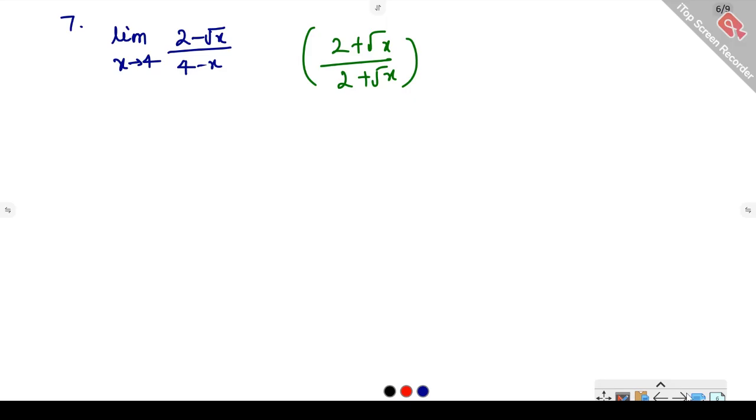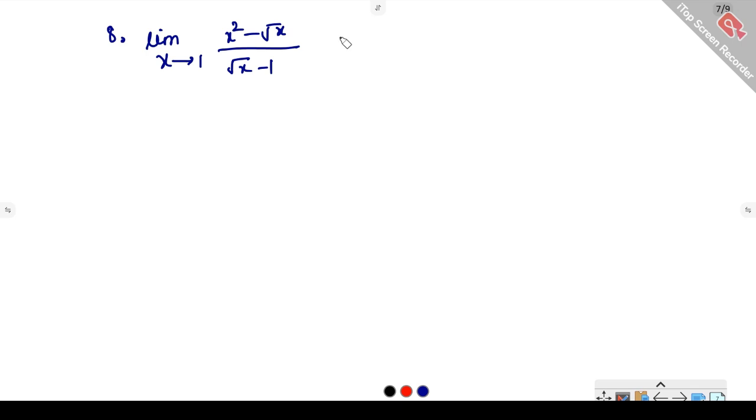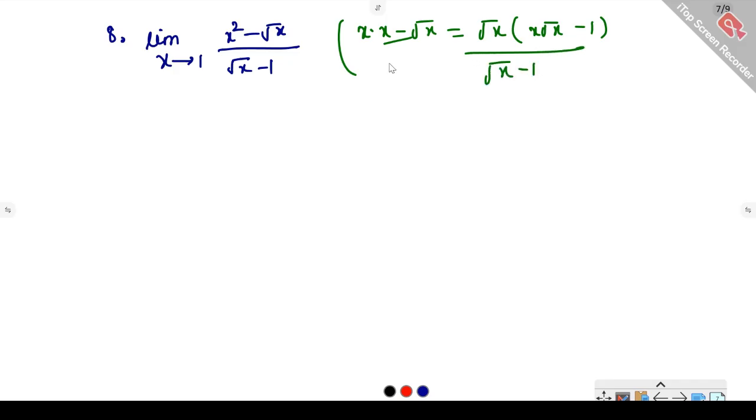Again the next problem is 8. 8 is again the same, and it can also be solved by the previous methods. So you can use those methods to obtain it. I will also leave this problem, and as a hint, x square can be written as x times x minus under root x, and if we take under root x as common, this is x under root x minus 1, and this is under root x minus 1 in the denominator.